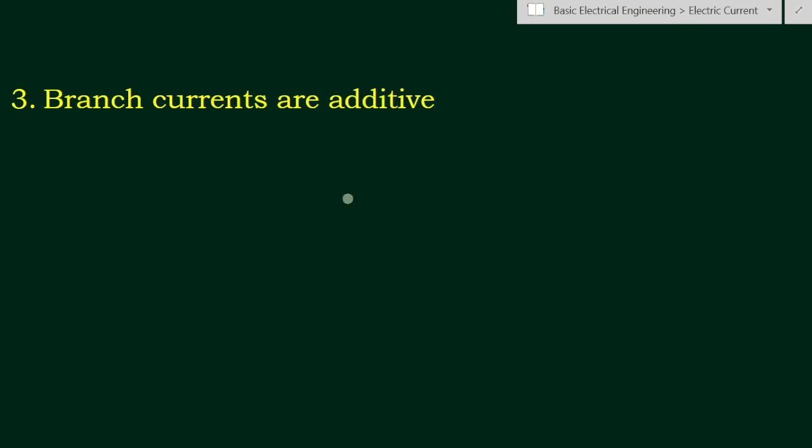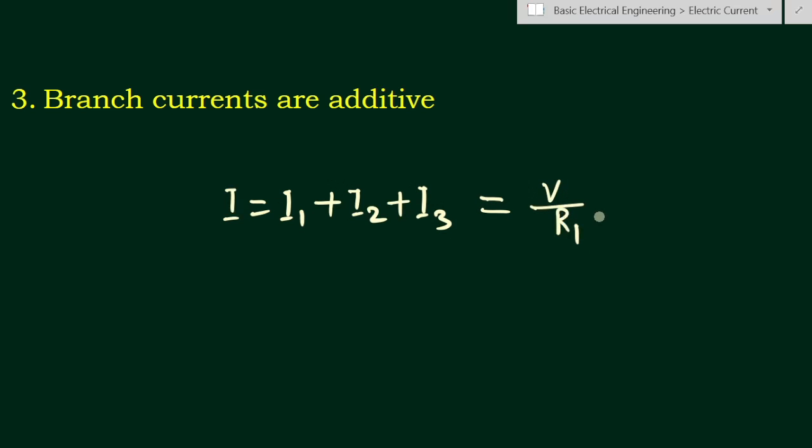So here we can write that I is equal to I1 plus I2 plus I3. These are the three currents flowing through the resistors R1, R2 and R3. So the total current we can find out through the addition of these branch currents. Again, we can write I1 is equal to V by R1, I2 is equal to V by R2, and I3 we can write as V by R3. So branch currents are additive. These are the current values of these three branches.